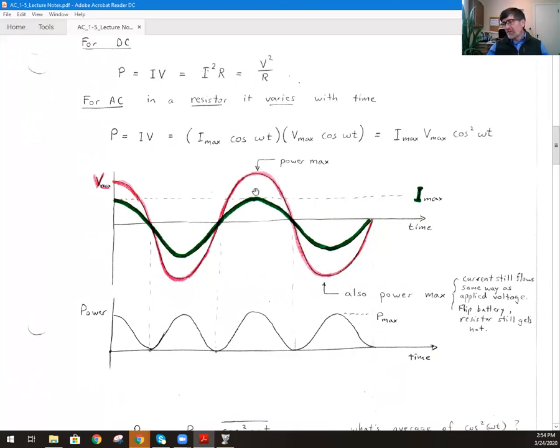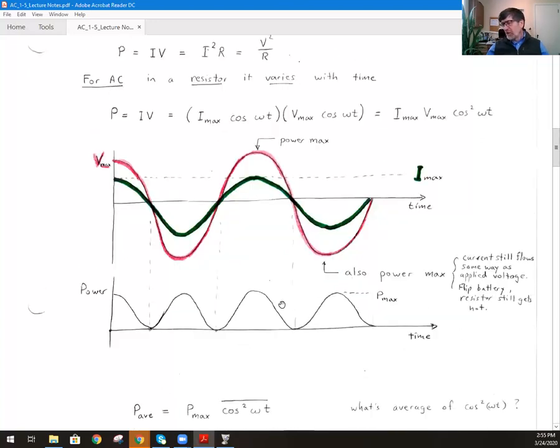So you get lots of power right here when the voltage and current are both positive, but you get the same amount down here when they're both negative. So if you look at the power, it's going up and down, but it never is negative. It's always positive. So it goes through these little bumps, actually goes through a bump twice for each full cycle of the current and voltage. So that's kind of interesting.